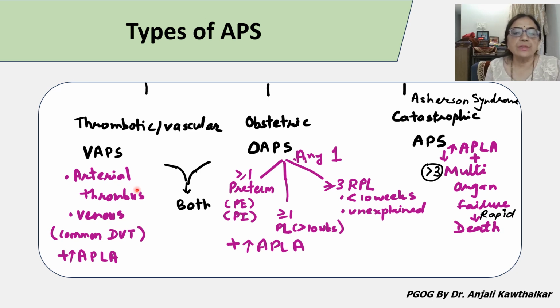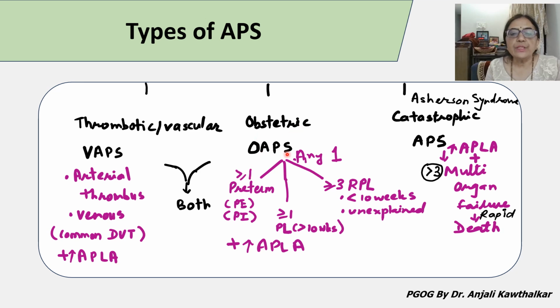Cerebral thrombosis. So cerebral thrombosis is arterial, whereas the deep vein thrombosis, usually in the lower extremities, is venous. The commonest venous thrombosis which occurs because of the antiphospholipid syndrome, where there is a rise in the antiphospholipid antibodies, is also seen.